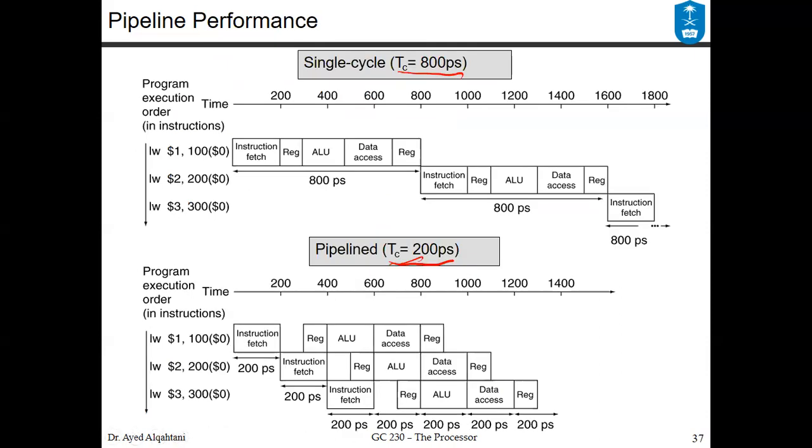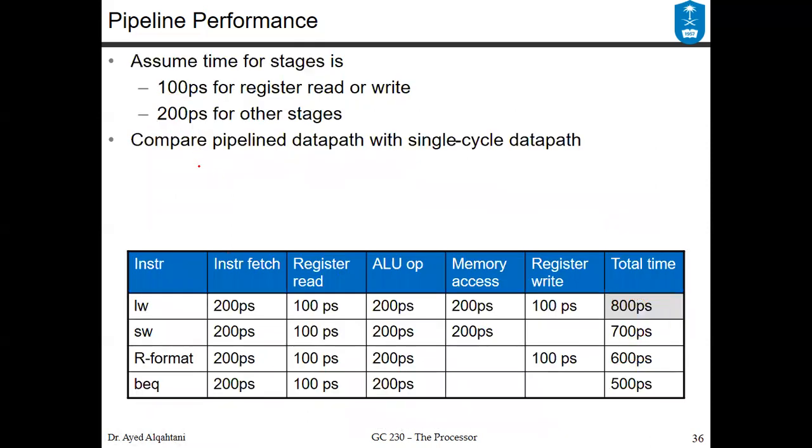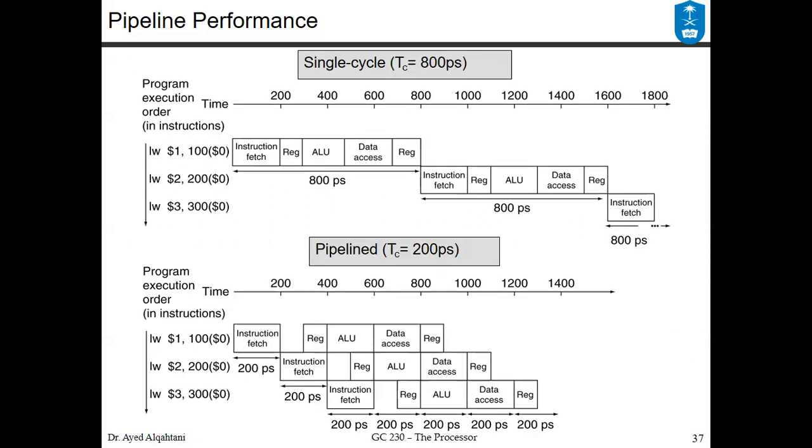So just to do the same thing for this example, if we say that this is 200, so all of them are balanced, then the load will take, instead of the 800 picoseconds, 1,000 picoseconds or 1 nanosecond. So here we'll have 1,000 picoseconds, and the pipeline won't be affected. We just fill up this one and fill up this one. So the pipeline cycle time will be 200 picoseconds.